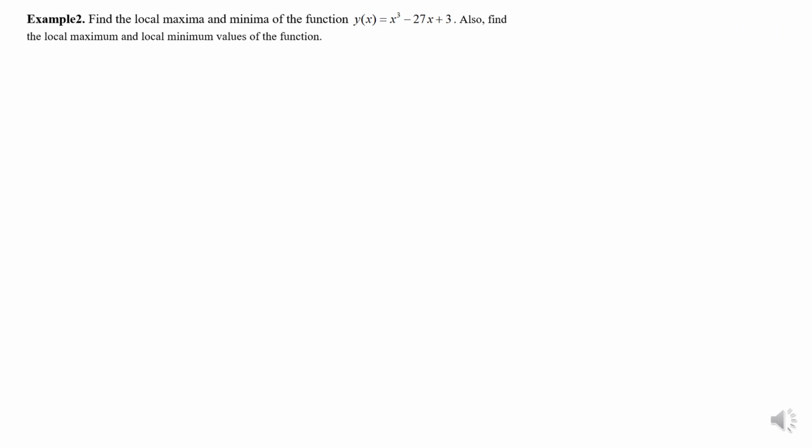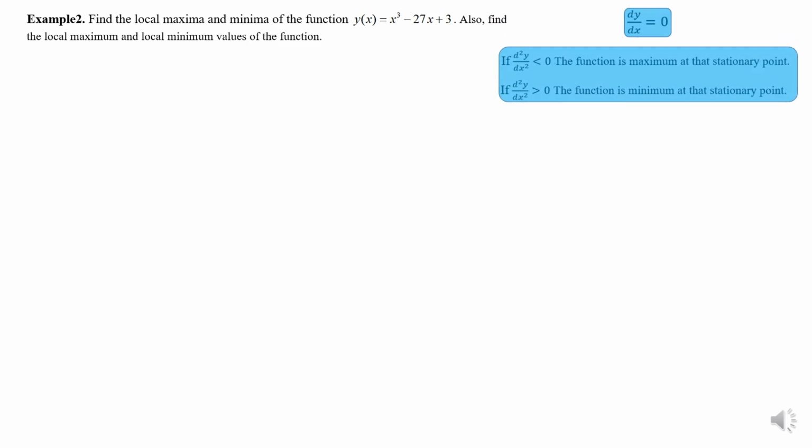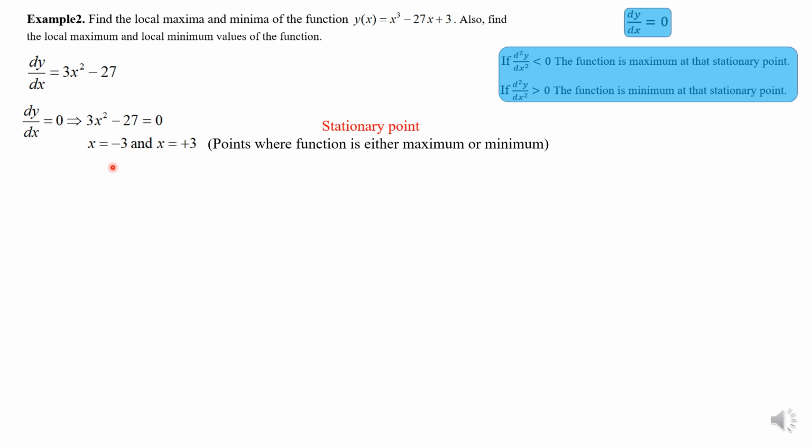Okay, let us consider another example over here. Find the maxima and minima of the function as usual, the local maxima and local minima of the corresponding function. Let me bring the two conditions over here quickly. Then differentiate the function and make it equal to 0. You'll get an equation. Well, these are two stationary points. X is equal to -3 and x is equal to +3 are two stationary points. That is, the function will attain either maxima or minima at these points.